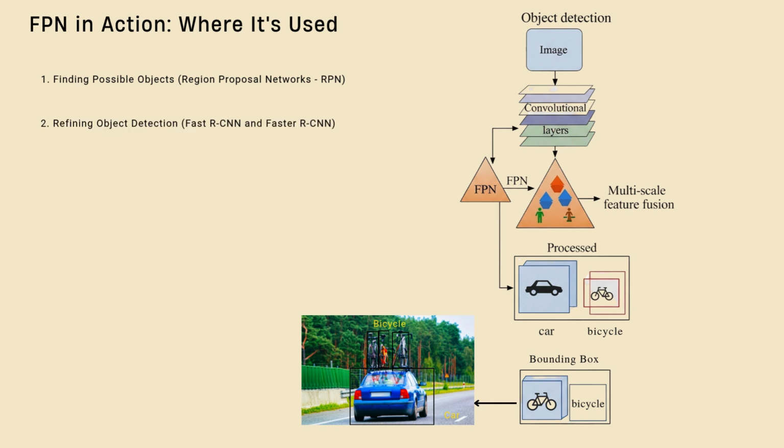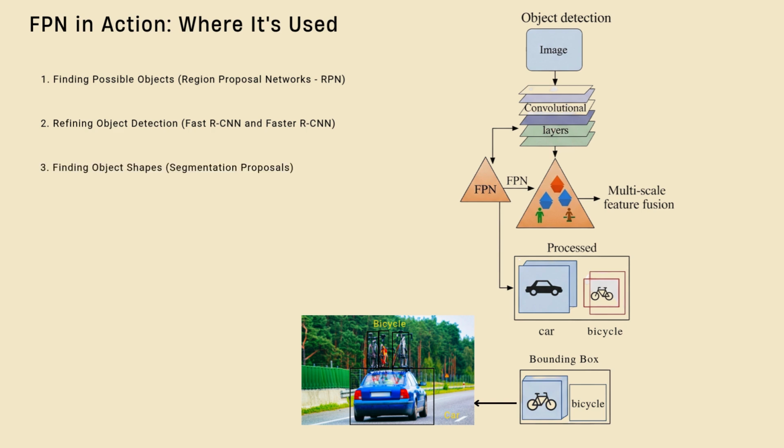After the RPN suggests possible object locations, other parts of the system, like Fast RCNN, refine those guesses and identify the objects. FPN helps here too. It makes sure that each guessed object, no matter its size, gets processed using the most appropriate smart map level. So, a small object gets analyzed with a detailed, smart map, and a large object with a broader, smart map. This makes the final detection much more precise, especially for small objects.